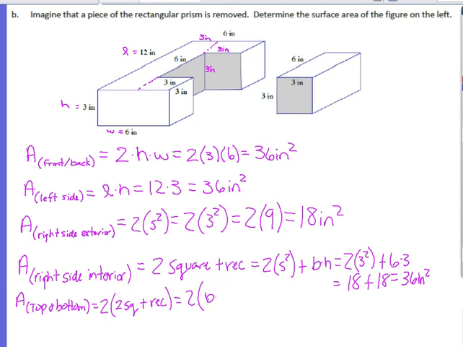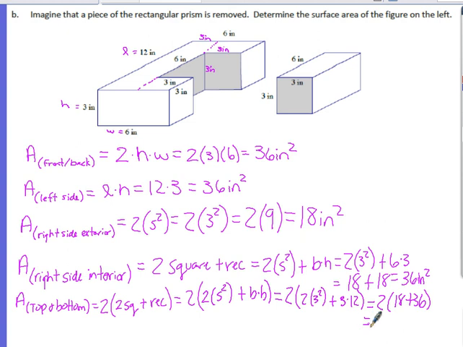Actually, let's take care of the square first, just because I wrote that first. So we would say we have two squares, so it's 2 times our side squared plus our rectangle, which is base times height. Okay, so we know 2 times the side, which is 3 inches, so 3 squared, plus our base, which is 3 times our height, which is 12. Okay, so when we multiply these out, I'm going to get 2 times 18 plus 36, which gives me 2 times 54, equaling 108 inches.